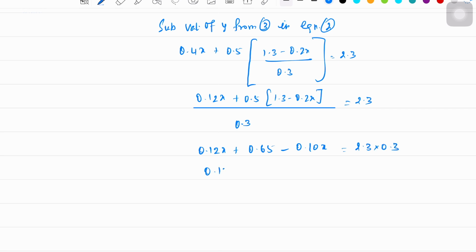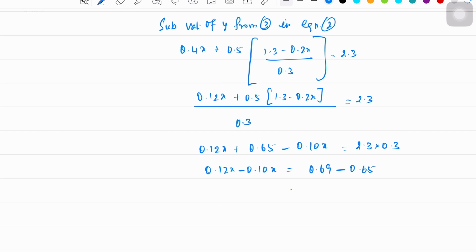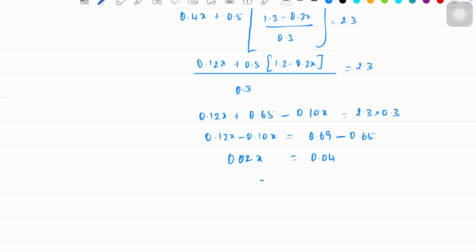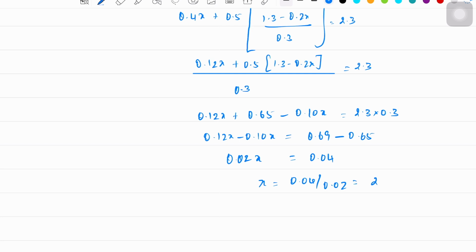Now this is 0.12x minus 0.10x equals, now this is 2.3 times 0.3, which is 0.69 minus, let's bring this 0.65 to the right side, and that will be 0.65. So this is 0.04, and what will happen to the left side? 0.12x minus 0.10x, which is 0.02x. Therefore what is x? x equals 0.04 over 0.02, which is equal to 2. Therefore x equals 2 is the first value.